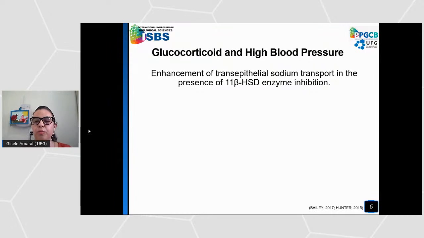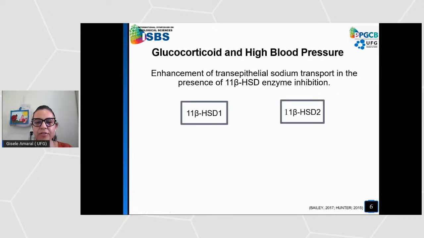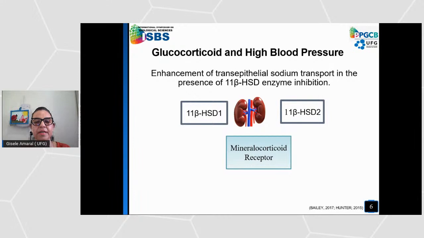For some time, it was believed that hypertension was only caused by an enhancement of transepithelial sodium transport because of dysfunctions of the 11 beta hydroxysteroid dehydrogenase enzyme. And this enzyme comes in two important isoforms. For activation, we have the 11 beta HSD1, and for inactivation, we have the 11 beta HSD2.